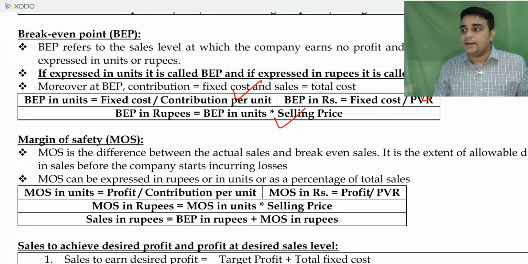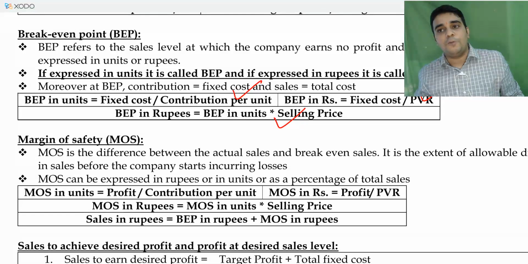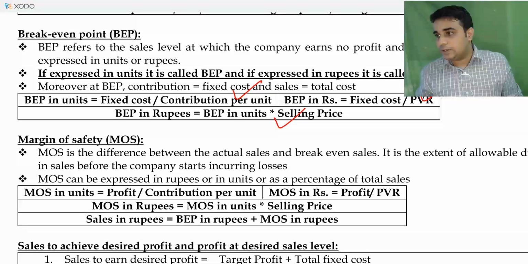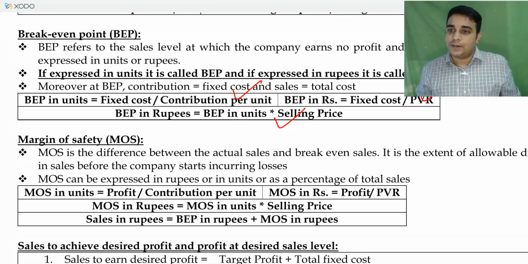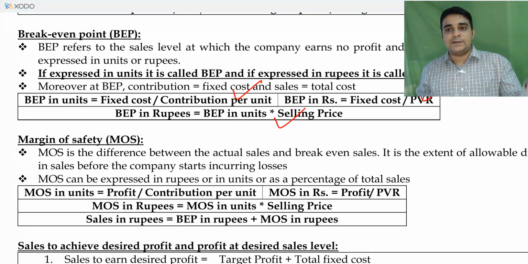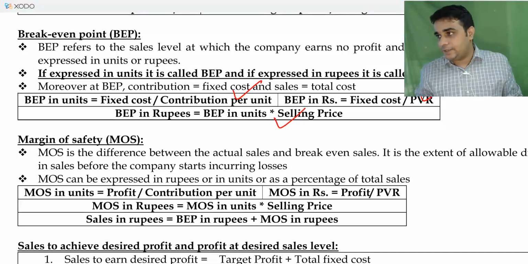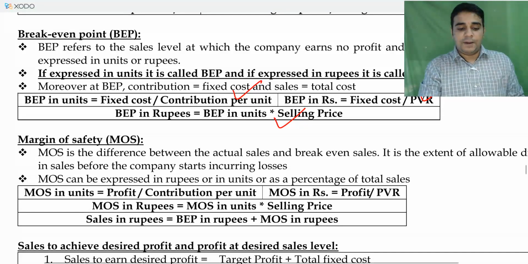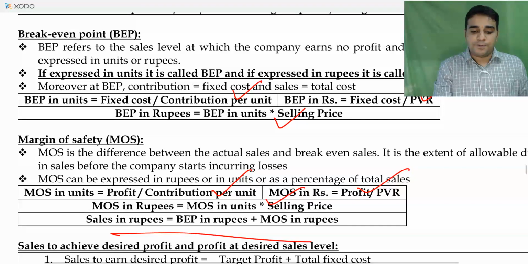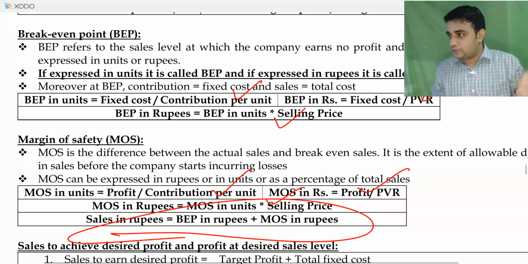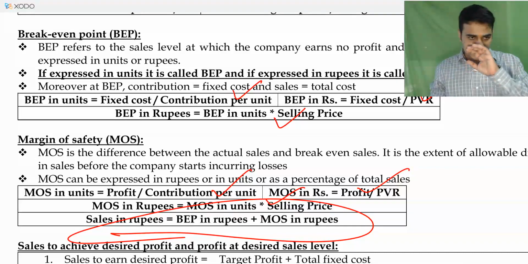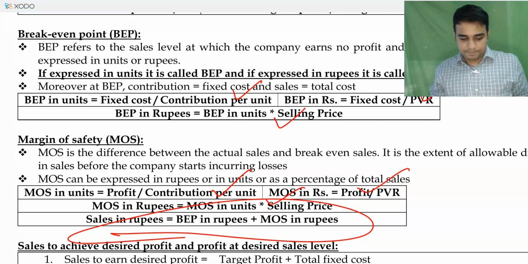Just to explain, if you sell 5 lakh rupees, you will have no profit. Beyond 5 lakh only, you will start having profit. So that's just a calculation at your end. When you practically say, you cannot say this is a break even sale and this is a margin of safety sale. That is not possible. Profit by contribution per unit, profit by PVR, units into selling price, sales in rupees is BEP in rupees plus MOS in rupees. You add them, so you can subtract and get the other part.